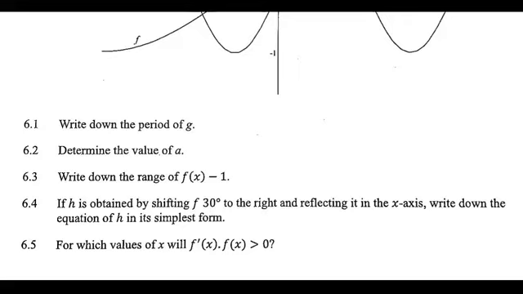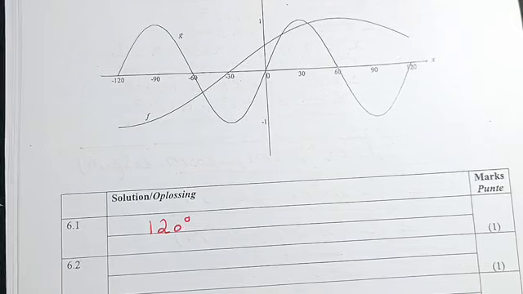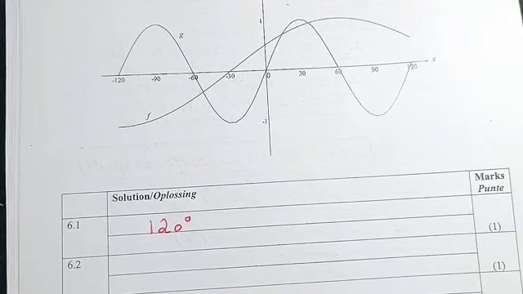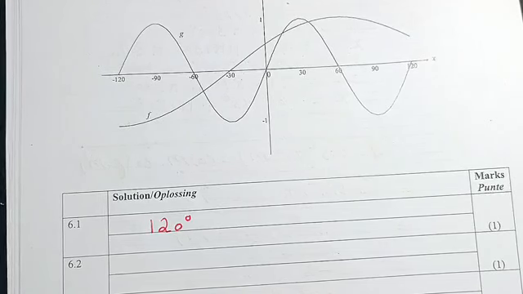6.2. Determine the value of a. Relate the period to the value of a. So for a function of the form g of x is equal to sin(ax), the period is given by 360 degrees over a.